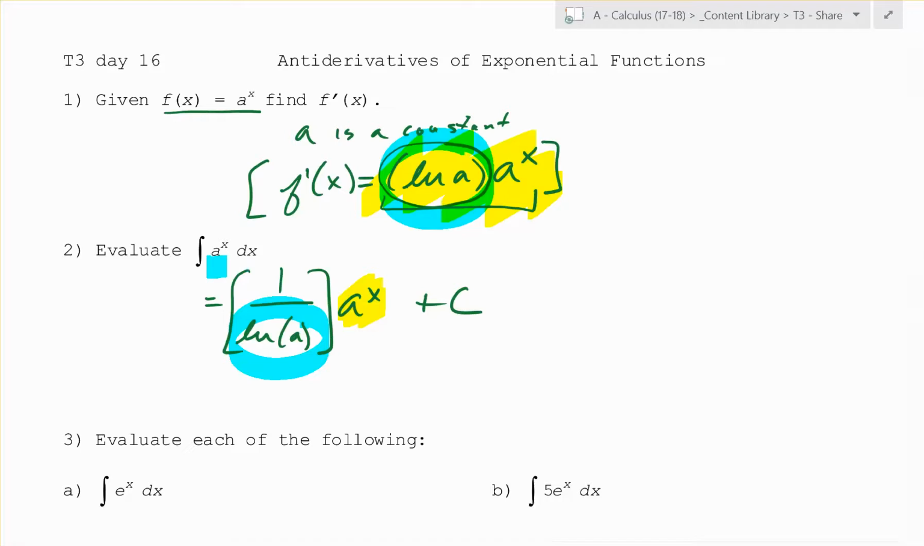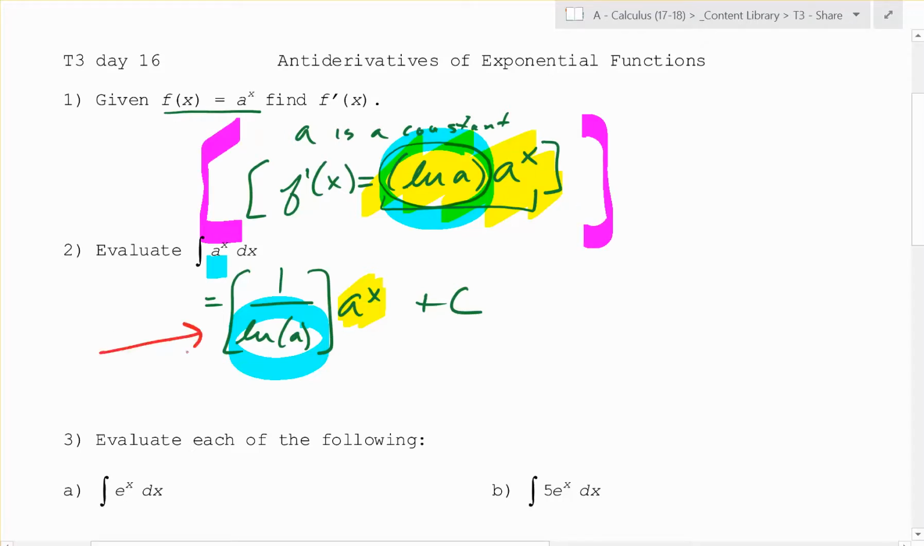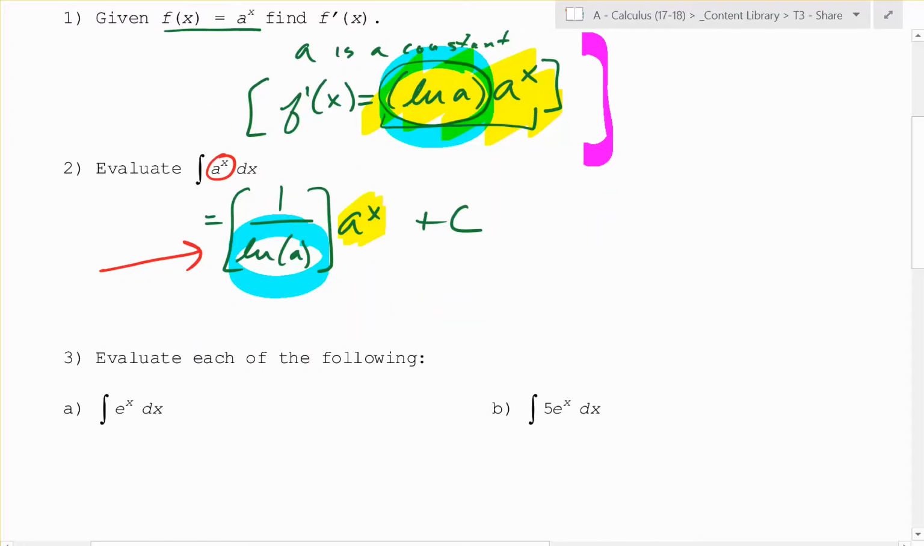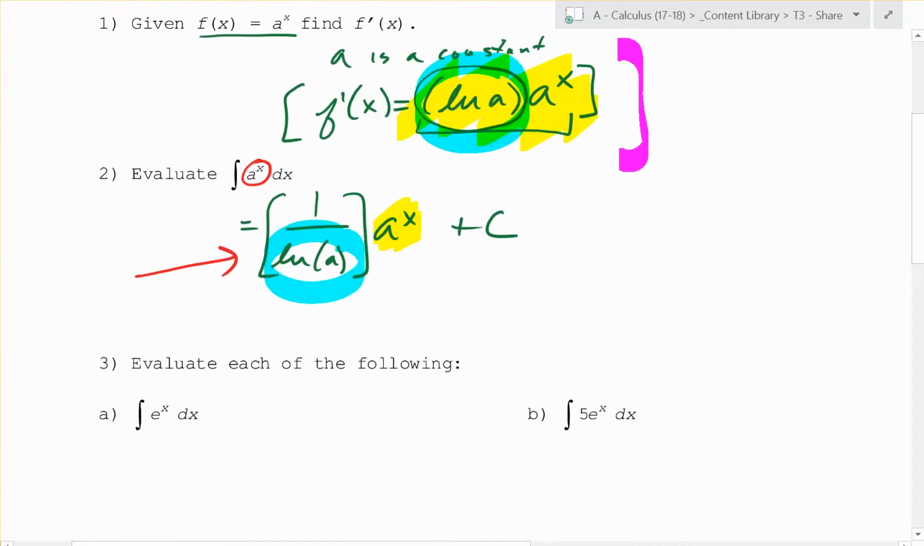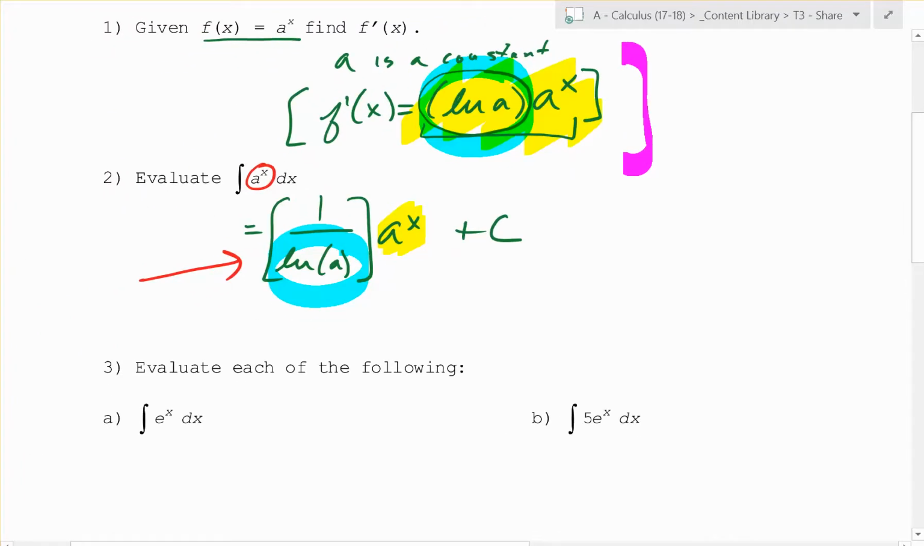Try this out. Do the derivative of that. The derivative of this, I'm adding so much color here, should be a to the x. Test it out. There it is. But you need to remember that right there. So keeping those formulas in mind, let's look at this. What is going to be the antiderivative of e to the x?